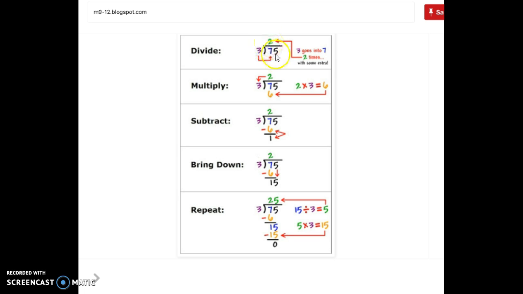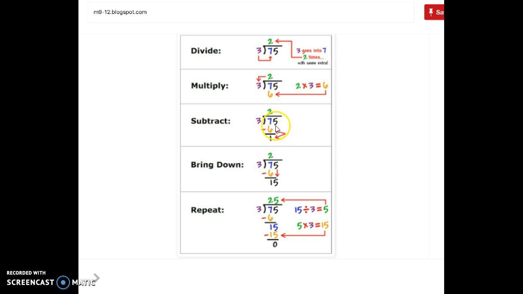Okay? And then we're going to go to the multiplication step. So we're going to go down to the next step in our algorithm, and we're going to multiply our 3 by our 2, and we get 6, and we're going to put it underneath our 7. Then we're going to subtract 6 from 7. So that gives us our 1 right here. 7 minus 6 equals 1.